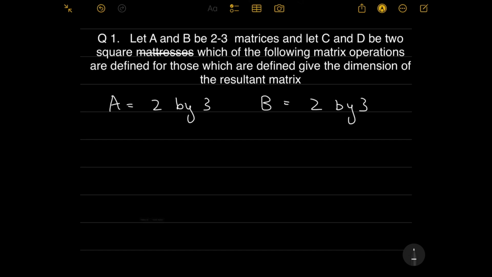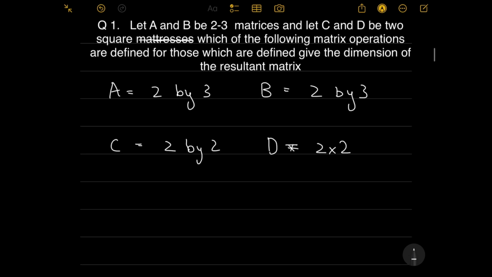So for example, C is 2 by 2, and D is also a 2 by 2 matrix. Which of the following operations are defined? For those which are defined, give the dimension of the resultant matrix.